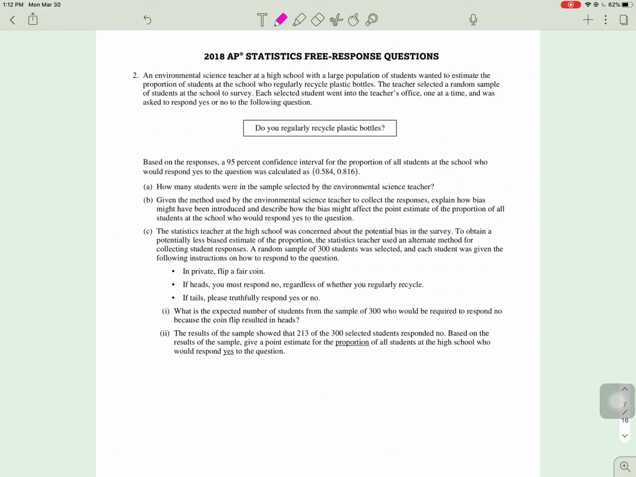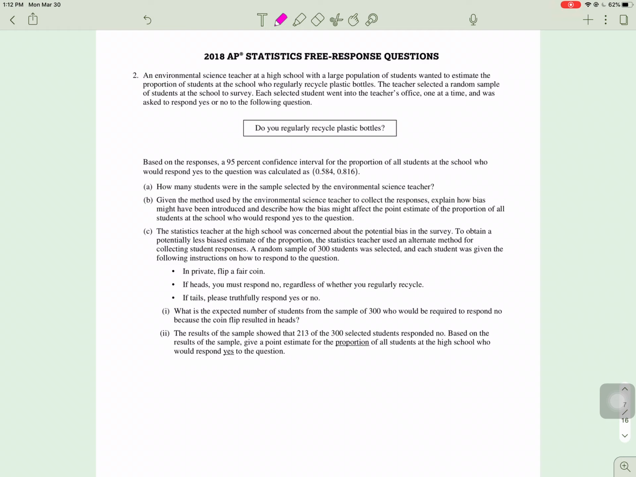All right, now question 2 on the 2018 free response was an interesting question. An environmental science teacher at a school with a large population of students wanted to estimate the proportion of students at the school who regularly recycle plastic bottles. The teacher selected a random sample of students, and each student went into the teacher's office one at a time and was asked to respond yes or no to the question, do you recycle plastic bottles regularly?